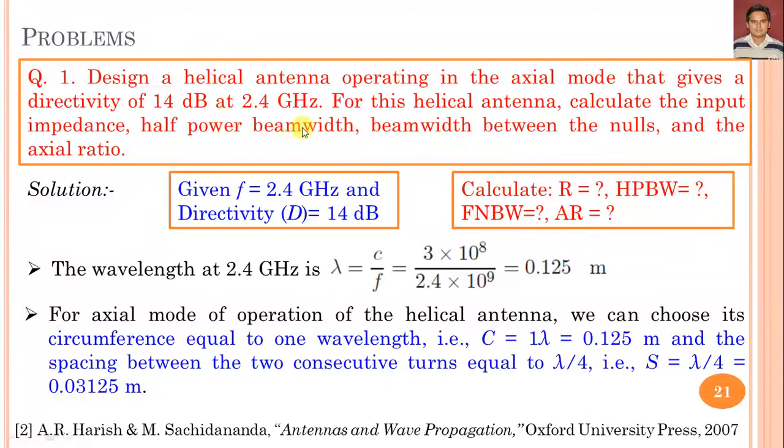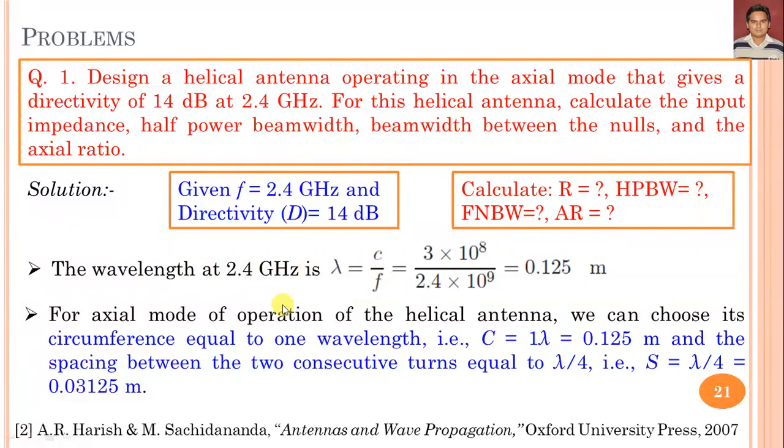and it is operated at 2.4 gigahertz, and this 2.4 gigahertz band is an unlicensed band, or we can say it is called the WLAN band or Bluetooth band, and we need to calculate the input impedance, half power beamwidth between nulls and axial ratio. So these are the parameters we need to calculate. First we need to calculate the wavelength for 2.4 gigahertz, lambda is equal to c by f.